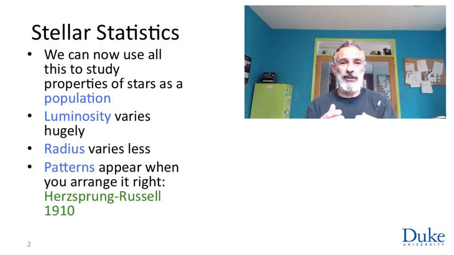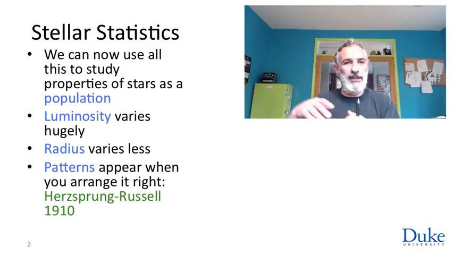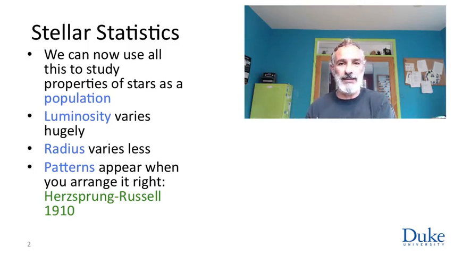Well, first of all, we notice that luminosity varies over huge ranges. We find stars with luminosities less than 1,000 times less than the sun, and stars with luminosities more than 100,000 times more than the sun. At the same time, the temperatures range from 1,000 or so Kelvin all the way to 50,000 Kelvin and more. And stellar radius, which we can compute if we know luminosity and temperature, varies considerably less.